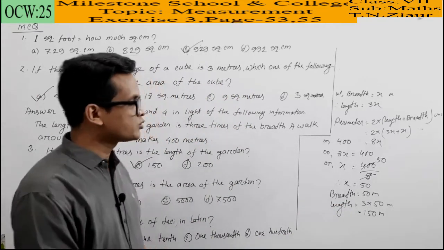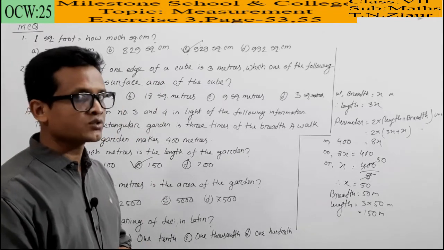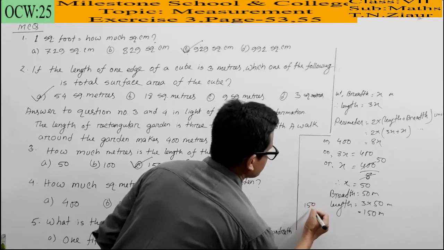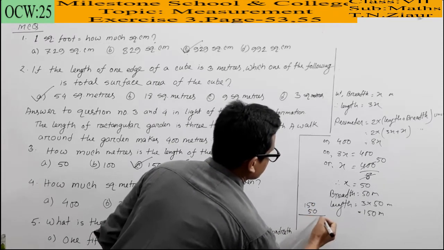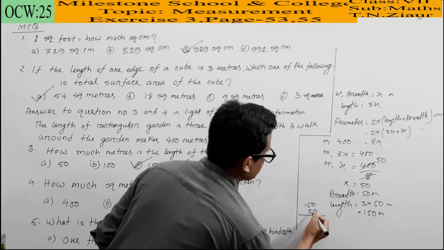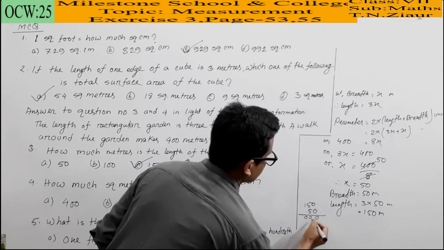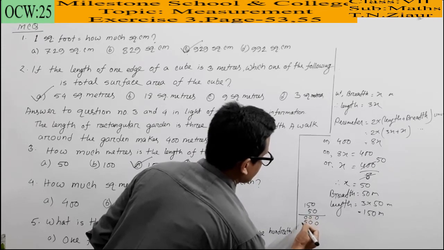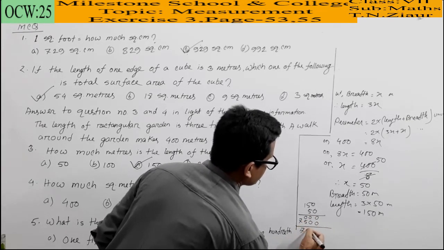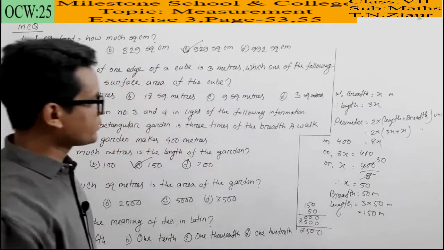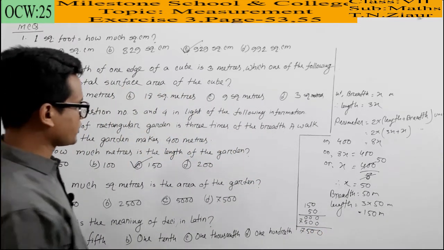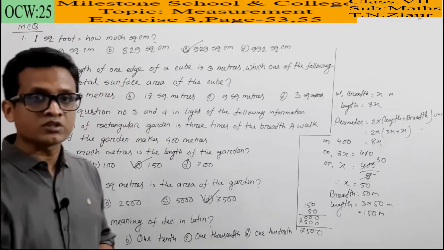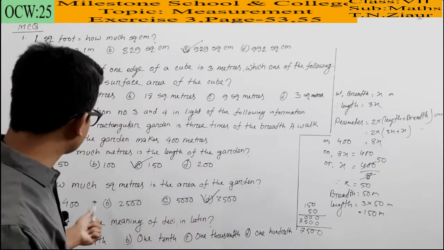So length into breadth, if you multiply, what will you get? Just multiply 150 into 50. 0 times 0 is 0, and 0 again, so it will be 0. 5 times 0 is 0. 5 fives are 25, so 5 then carry 2. 5 ones are 5, and 2 makes 7. So the answer will be 7500, that means 7500 square meters. Here I have written it in T. So the garden is 7500 square meter.